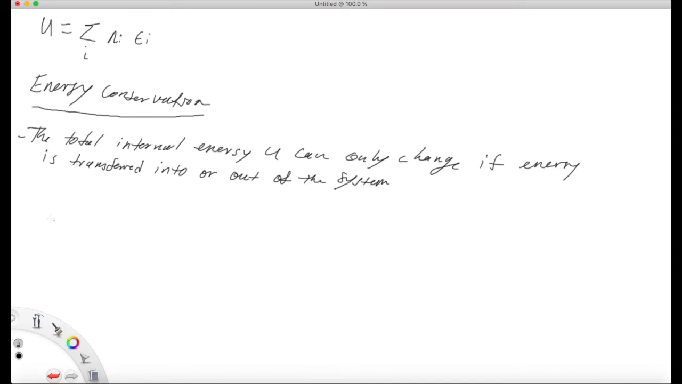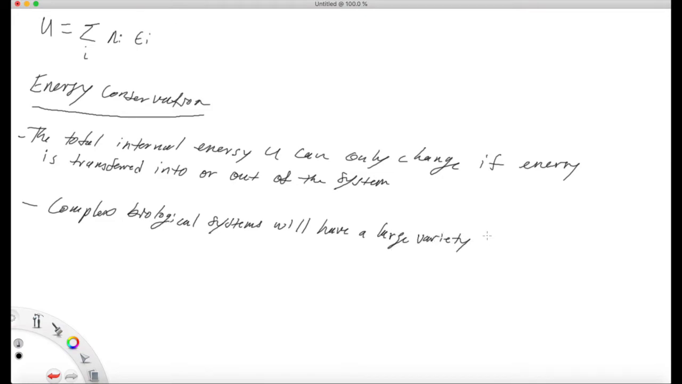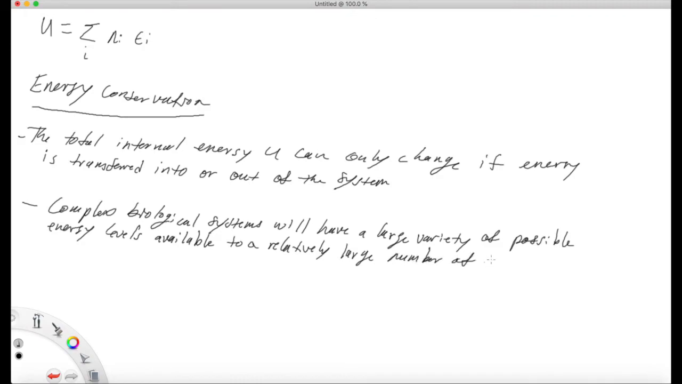Life has different levels of complexity, and we can say that just in general, a living thing or a biological organism is complex, and it'll have a large variety of possible energy levels available to it, and it'll also have a relatively large number of entities. So if you think about just the cells in your body, you have a lot of cells. So you have a large number of entities, and then you also have a large variety of different energy levels, because of just the sheer expanse of metabolic reactions that are going on inside your cells.